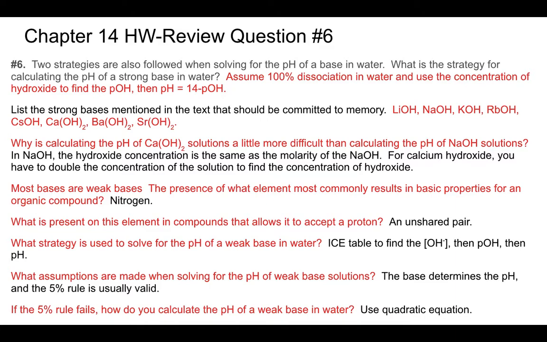What assumptions do we make? We assume that the weak base is going to be the one that's going to determine your pH. And we assume that the 5% rule is valid. If the 5% rule fails, how do we find the pH? Quadratic equation.